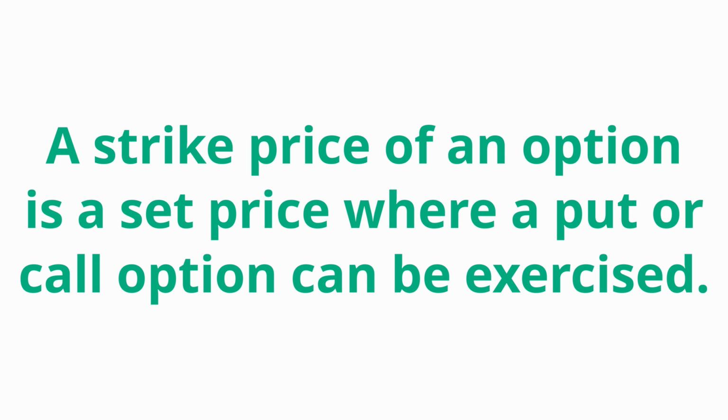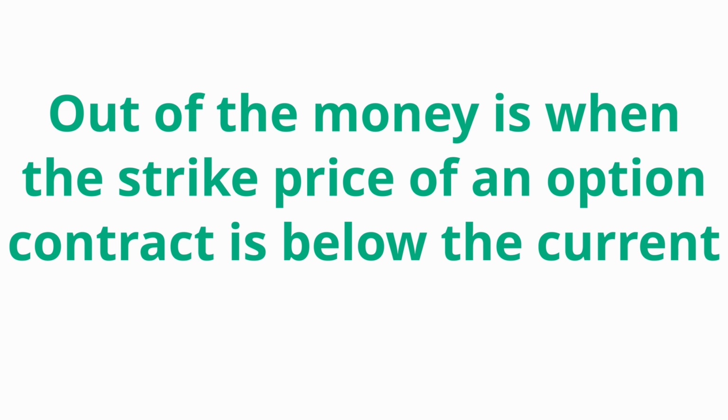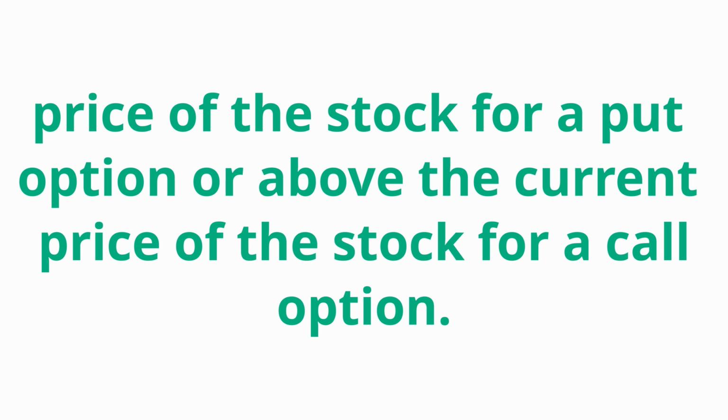A strike price of an option is a set price where a put or call option can be exercised. Expiration date is the final day an option contract can be traded. Out of the money is when the strike price of an option contract is below the current price of the stock for a put option or above the current price of the stock for a call option.